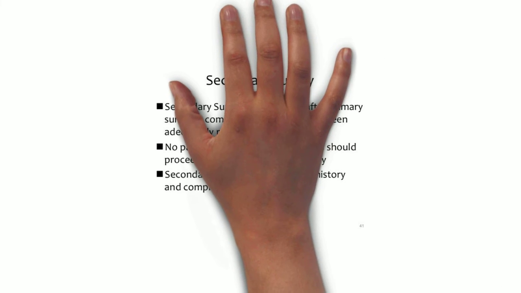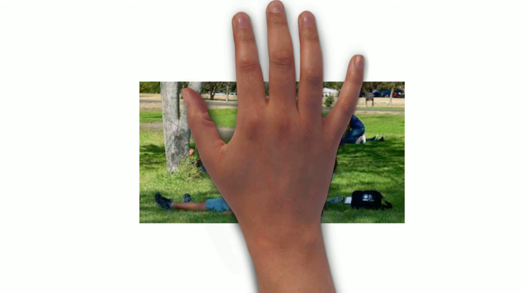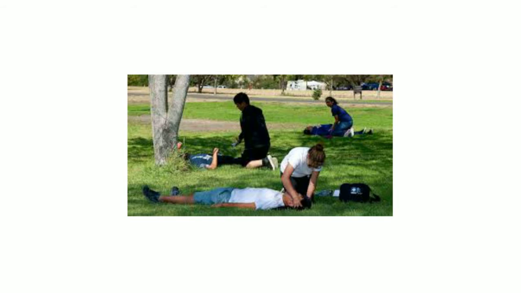Section 4 is a secondary exam. It is best if you perform this exam in a systematic manner every time you evaluate a patient. You do this so you don't miss something that could hurt the patient down the road. I always go head to toe, and that's the way you're going to be evaluated on your practical exam, so why don't we learn it that way?